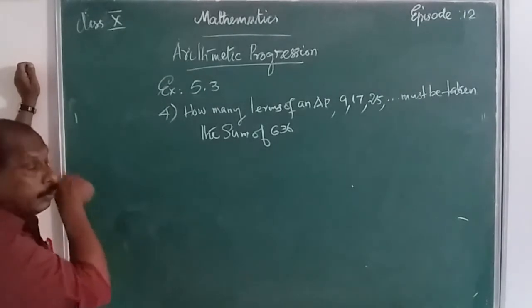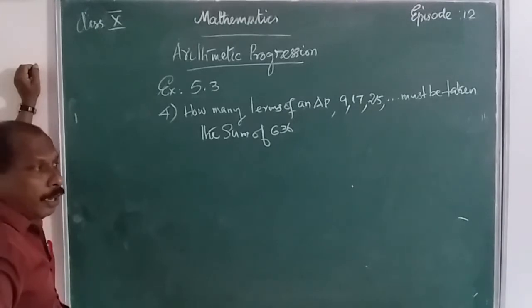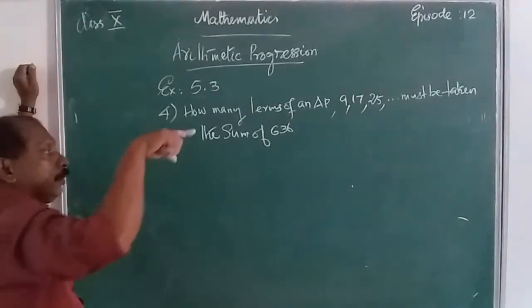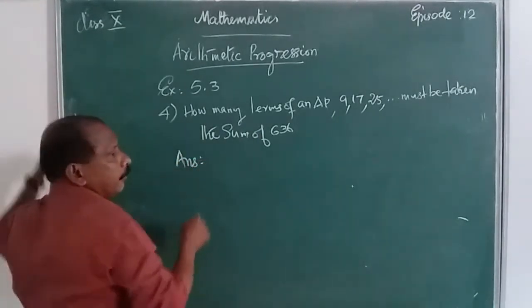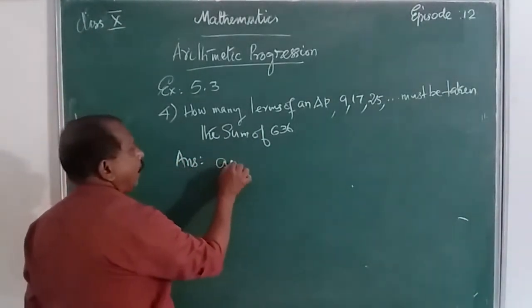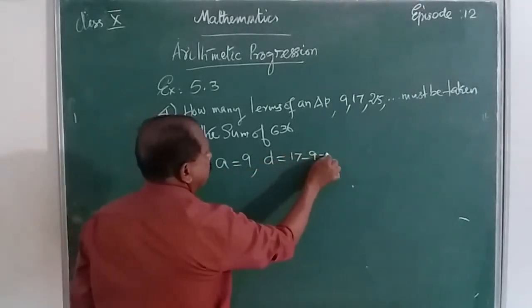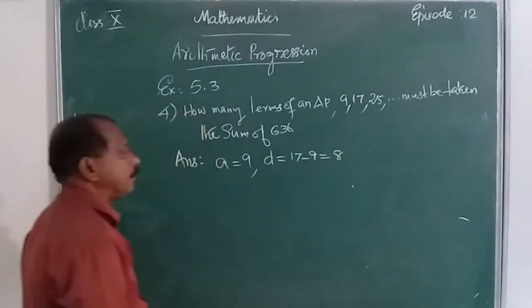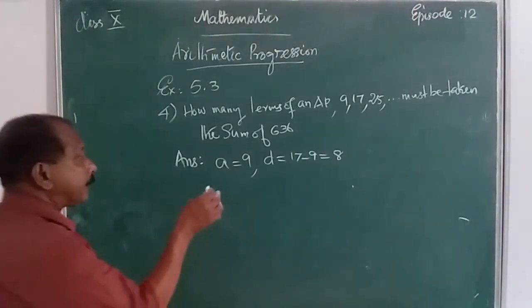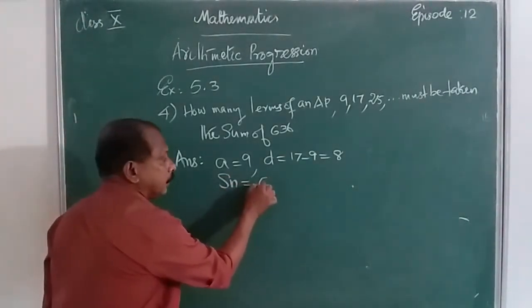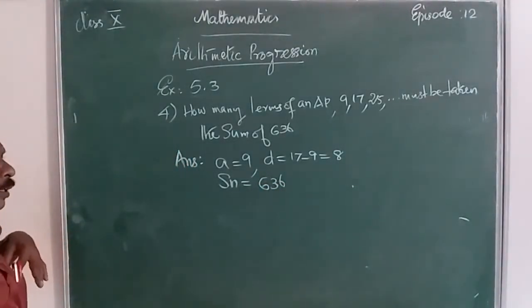That's a board question. An AP is given. We can find out the number of terms such that the sum is 636. What is a? a is equal to 9. d is equal to 17 minus 9, which is 8. Sn is given, that is Sn is equal to 636. Then n is not given.